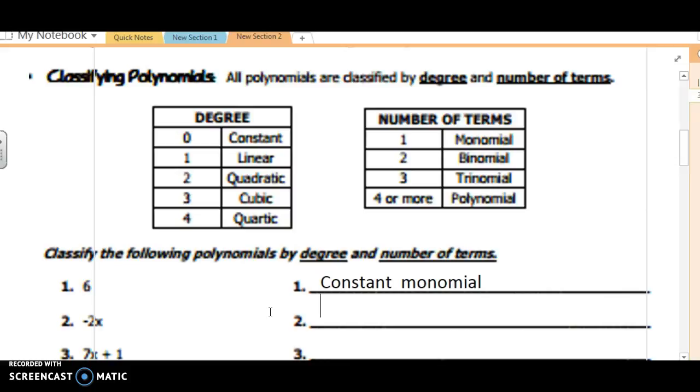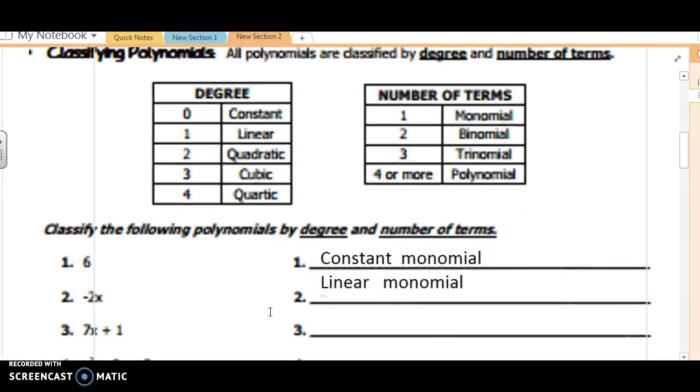What about 2? Negative 2x. The highest degree in x is 1, so it's linear. And we're going to classify that by number of terms. In negative 2x, there's one term, so it's a monomial. Negative 2x is a linear monomial.